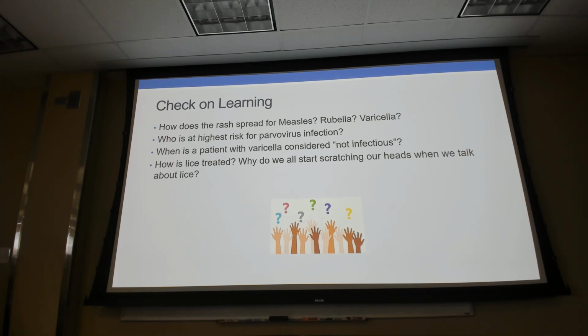Who are the people that we worry about for parvovirus? Pregnant women, and anybody that is anemic, but really, what's your bigger category? Red blood cell issues, baseline. Yep. What are the other names for parvo? Erythema infectiosum. Good. When is a patient with varicella no longer contagious? When can they go back to school? Everything is crossing over. Yep.